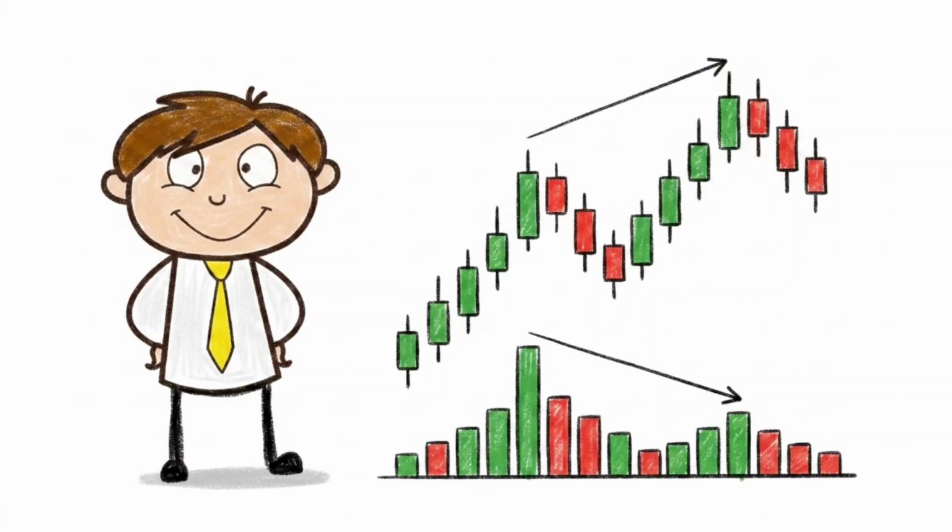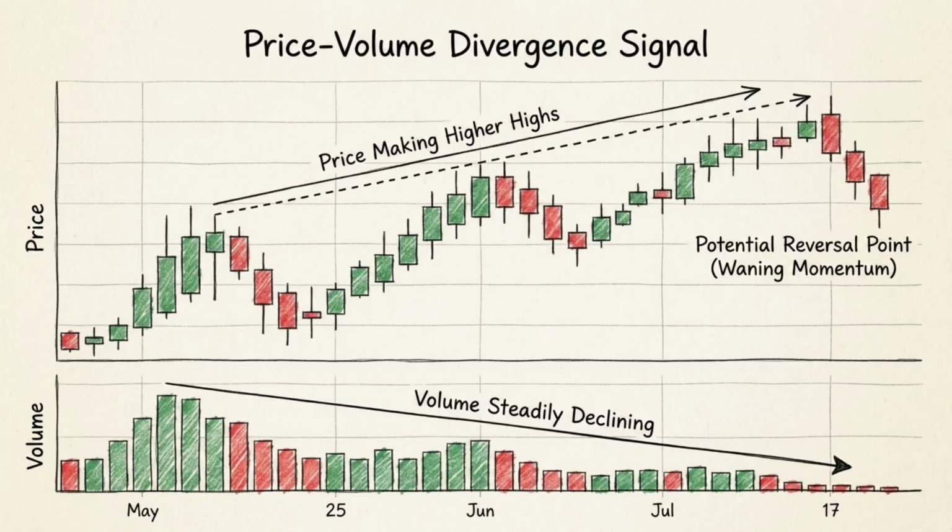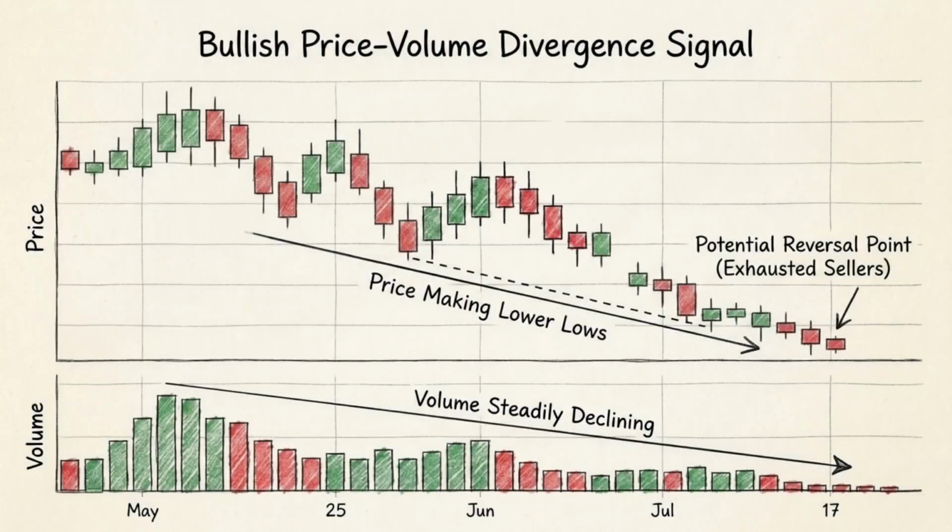Step 5. Volume divergence. This is one of the most powerful tools, but only if used correctly. If price keeps making higher highs while volume steadily declines, the uptrend is losing strength, momentum is fading, fewer participants are involved, and the probability of a reversal increases. Now consider the opposite. Price keeps making lower lows, but volume is decreasing. Sellers are becoming exhausted, the pressure is fading, and this is often where the market begins forming a bottom.